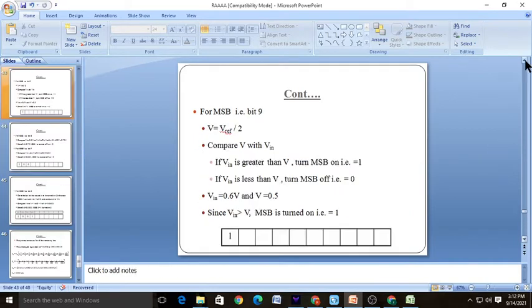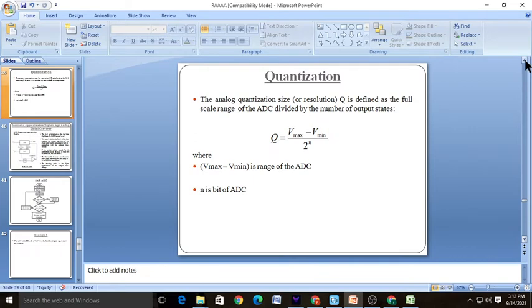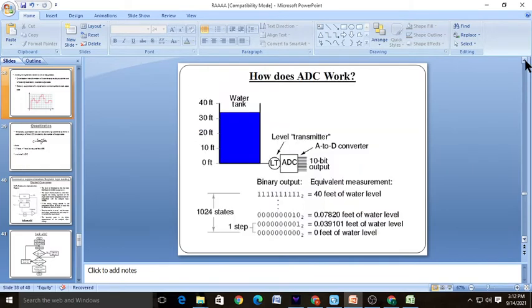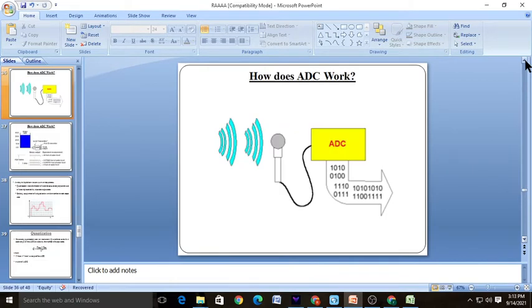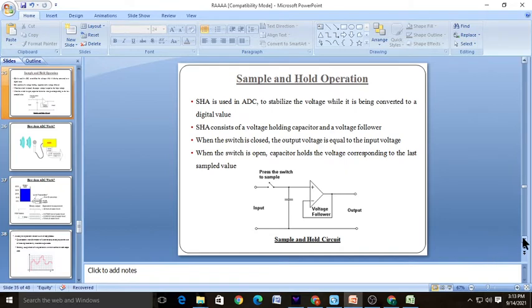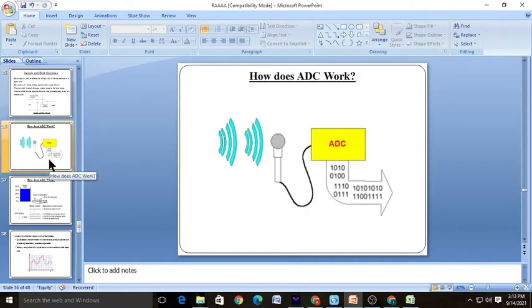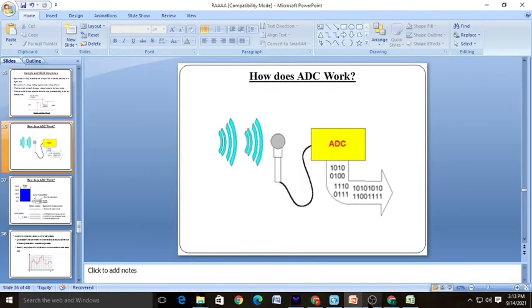Today we are going to see the concept of analog to digital converter. This is our chapter number 2, data acquisition and signal conditioning, and here we are starting today's section in which we are going to see the successive approximation analog to digital converter. Okay, so let's start from this.